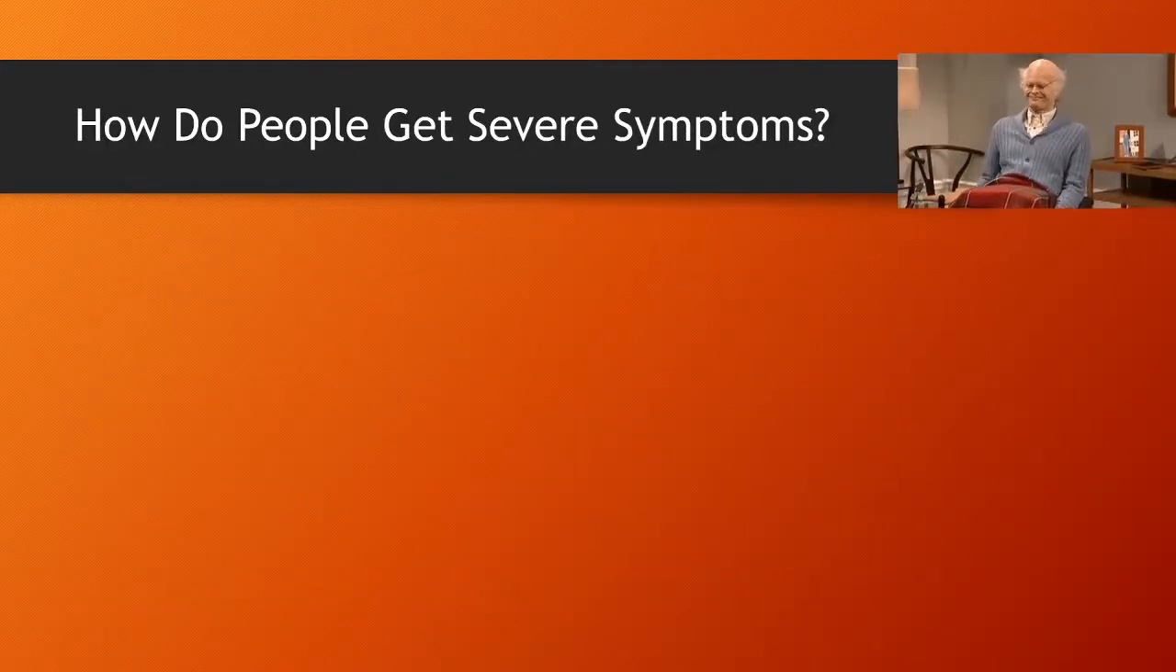So how do people get severe symptoms? Why is it that some people get mild to no symptoms at all, and some people have to be hospitalized, and some people die, no matter what we do to them? Well, a big factor appears to be old age and immunosenescence. So being old, not great.